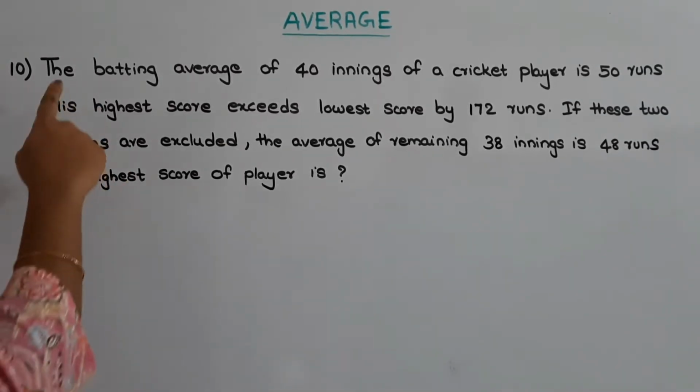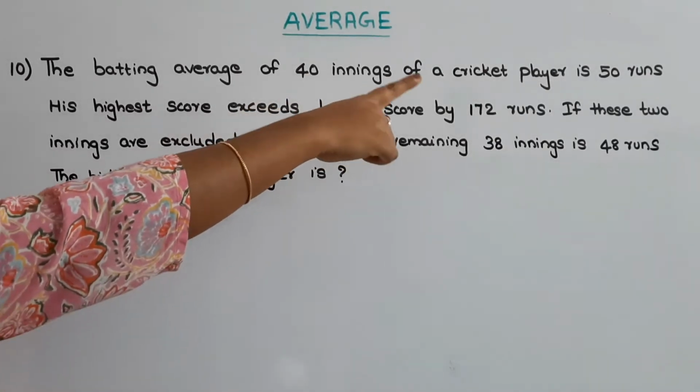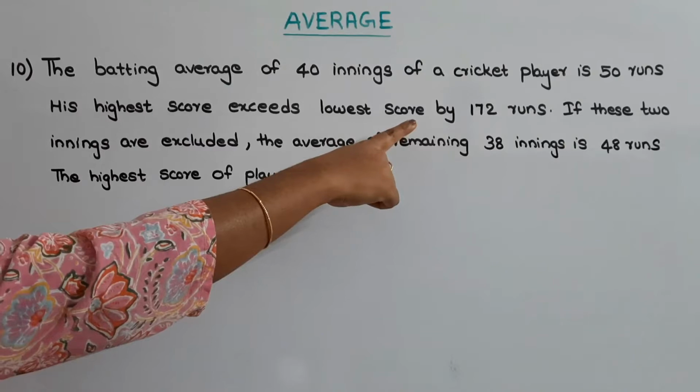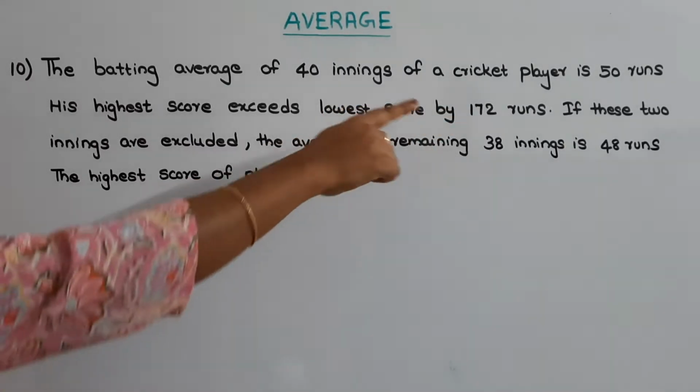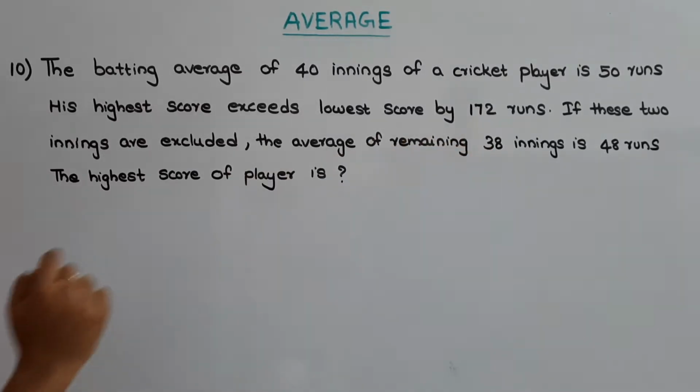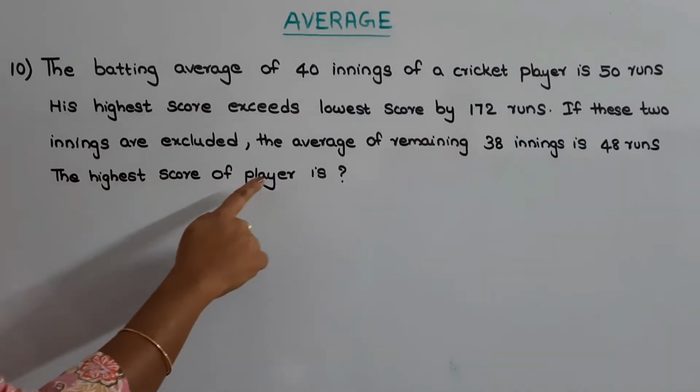10th question is, the batting average of 40 innings of a cricket player is 50 runs. His highest score exceeds lowest score by 172 runs. If these two innings are excluded, the average of remaining 38 innings is 48 runs. The highest score of player is.